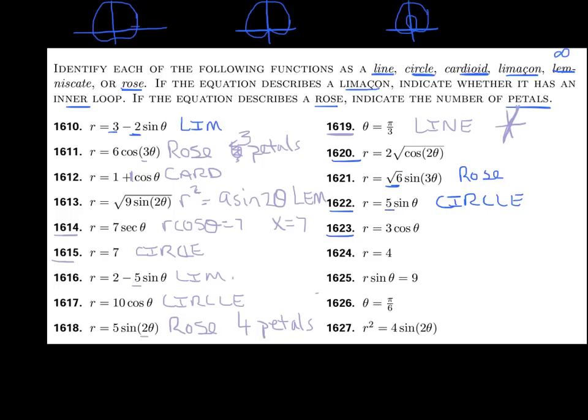16.23 is another circle, or I should say, symmetric with respect to the x-axis. 16.24 is again a circle, but this one is centered at the origin with a radius of 4. What do we got here? 16.25. That's really a y. So if you think y equals 9, now we've got a horizontal line. 16.26 is another line, but it's more diagonal. You can picture 30 degrees. It would run like this.